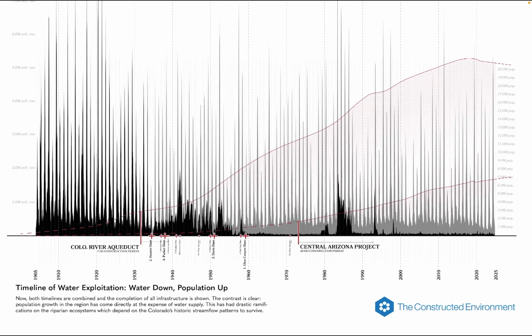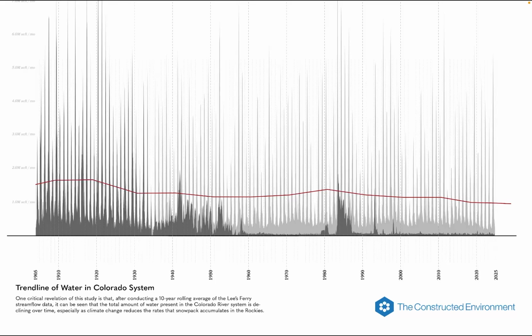Now, both timelines are combined. The contrast is clear. Population growth in the region has come directly at the expense of water supply. This has had drastic ramifications on the riparian ecosystems, which depend on the Colorado's historic streamflow patterns to survive.